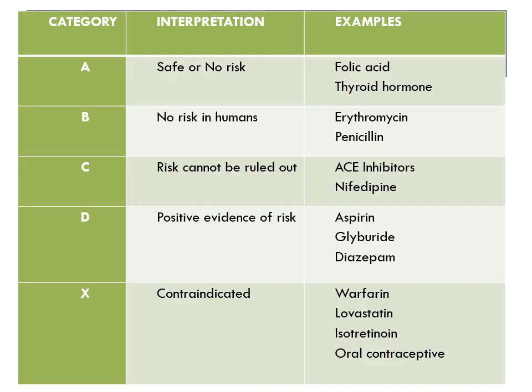Class A or category A drugs are usually safe drugs. They have no risk in pregnancy and we can use them. Drugs like folic acid, we even prefer women to use throughout pregnancy. Thyroid hormone is also safe during pregnancy. Type B drugs have no harm to humans, although they could have harm to animals. So drugs like erythromycin and penicillin are usually safe in humans, pregnant women specifically.